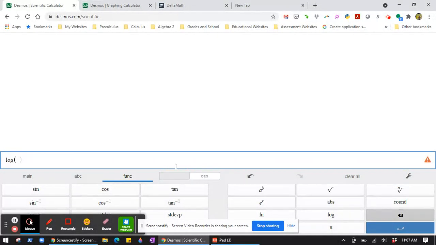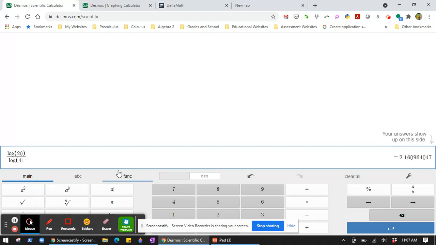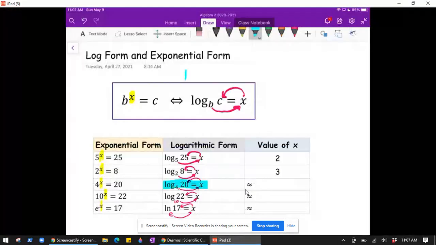So in this case, I would write log 20. I'm going to go over. Oops, I'm going back to main, divide by log 4. Now you can see I tend to use the keyboard as much as I do the buttons, but depending on if you're using a Chromebook, sometimes it's just easier maybe to click. In any case, 2.16. So we write our answer as 2.16.